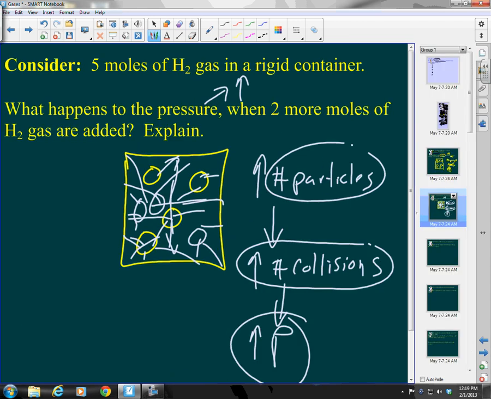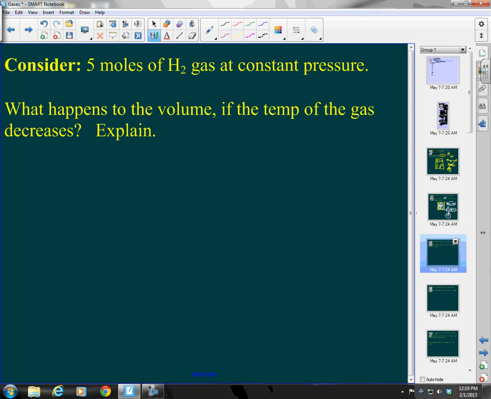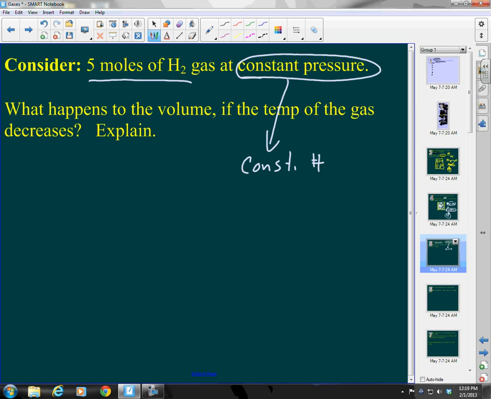Cool. Next. This one's a little harder. I have 5 moles of hydrogen gas at constant pressure. What does that mean? Constant pressure. That means I have to have a constant number of collisions. Okay, this is going to be tricky. What happens to the volume? Volume, are you telling me volume can change?